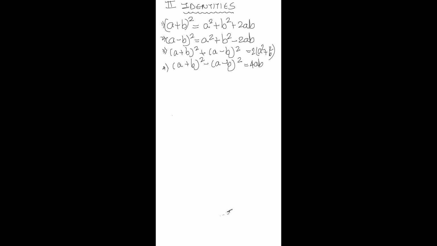A plus b the whole square is equal to a square plus b square plus 2ab. A minus b the whole square is a square plus b square minus 2ab. And then we have the sum of the above two. A plus b the whole square plus a minus b the whole square equals to 2 common bracket में a square plus b square. And then a plus b the whole square minus a minus b the whole square will be equal to 4ab. There are many more identities which we are going to take a recap. But first we will do these 4.